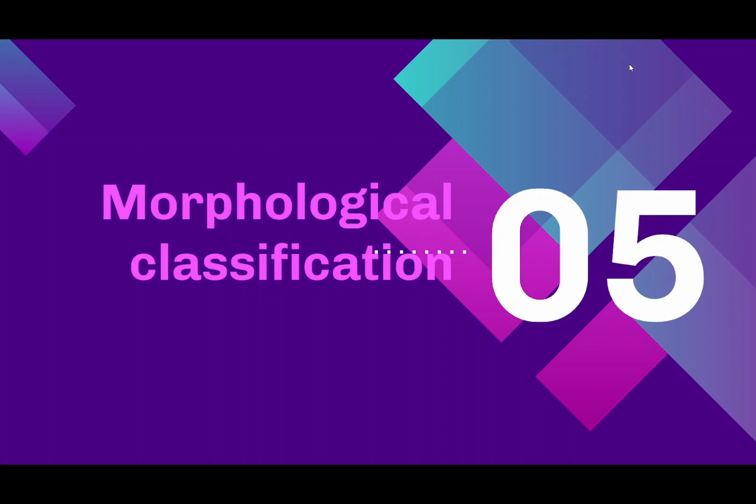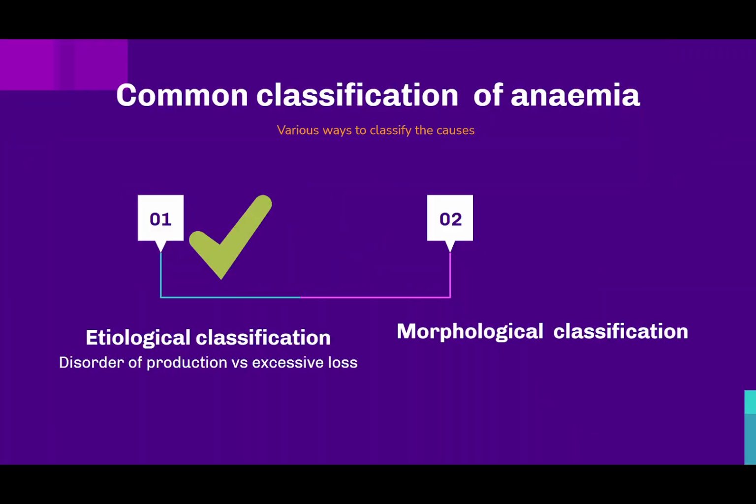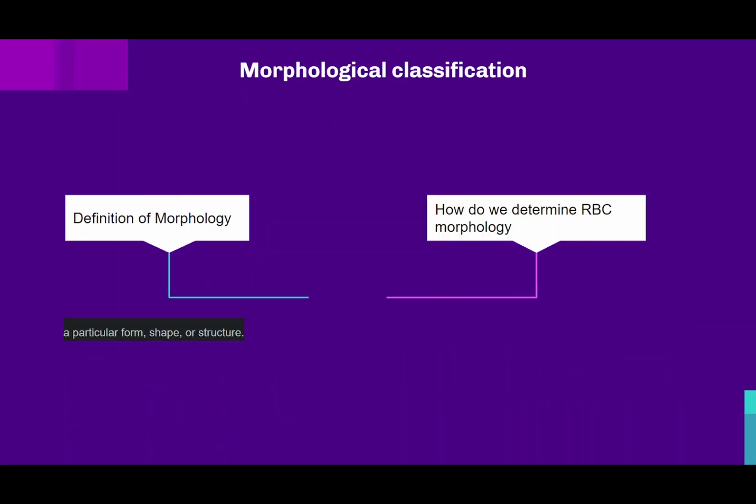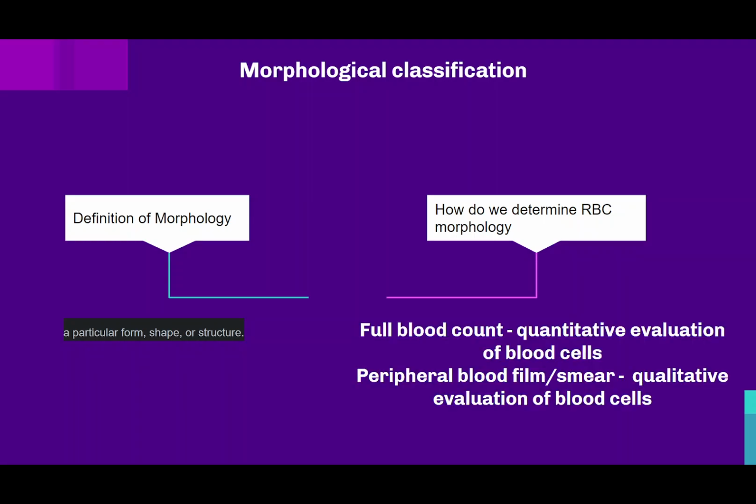Okay, so we go for the second classification of anemia, which is the morphological classification. As I have mentioned before, it is based on the RBC morphology, basically based on the size of the RBCs. The definition of morphology is a particular form, shape, or structure. So how do we determine RBC morphology? There are two ways that we can determine it.